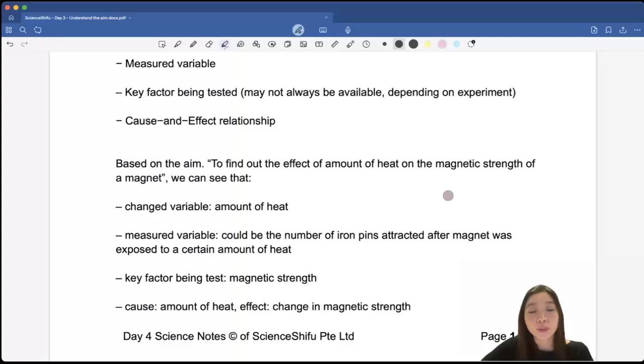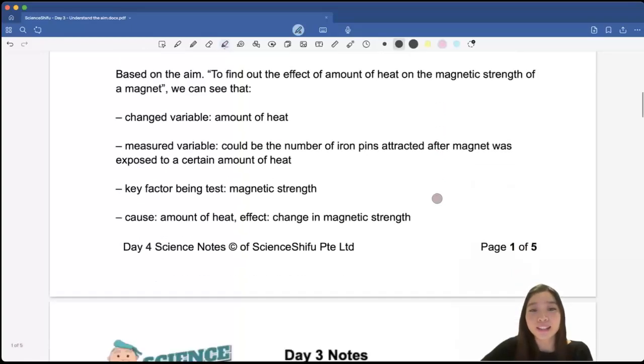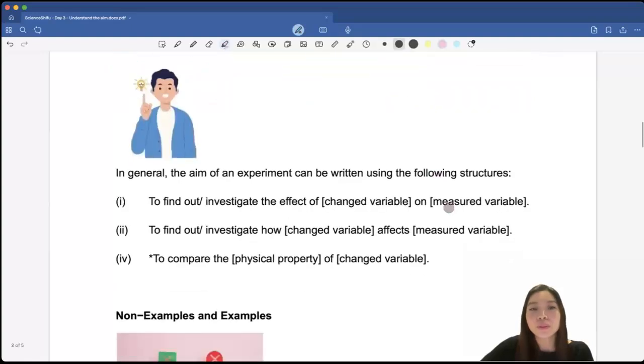So today we are going to go through a little bit more on how we are able to infer the key factor that is being tested based on the given change variable and measured variable. All right. So in general, the aim of the experiment can be written using the following structures. It always starts off as to find out. So, to find out the effect of change variable on the measured variable, to find out how the change variable affects the measured variable, or in some cases, to compare the physical property of a change variable. For example, to compare the transparency of different materials.